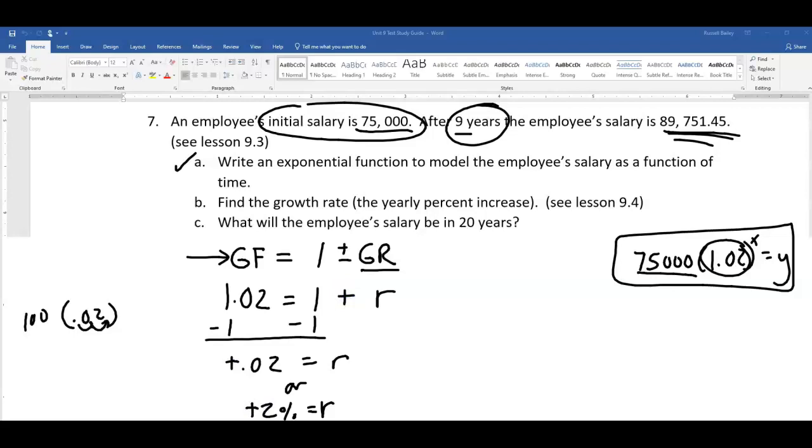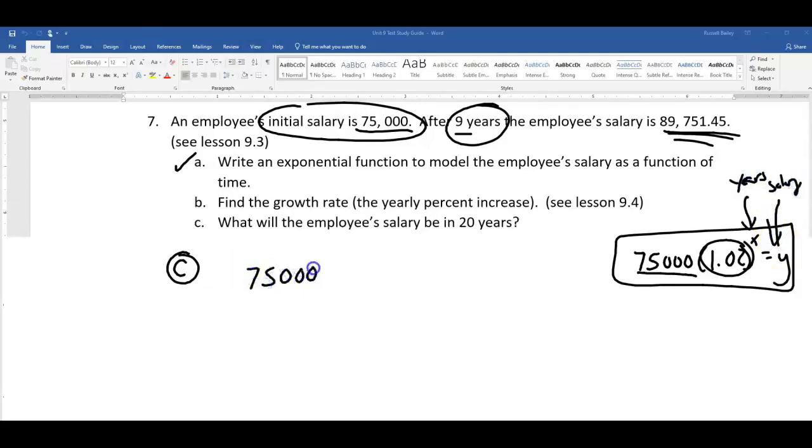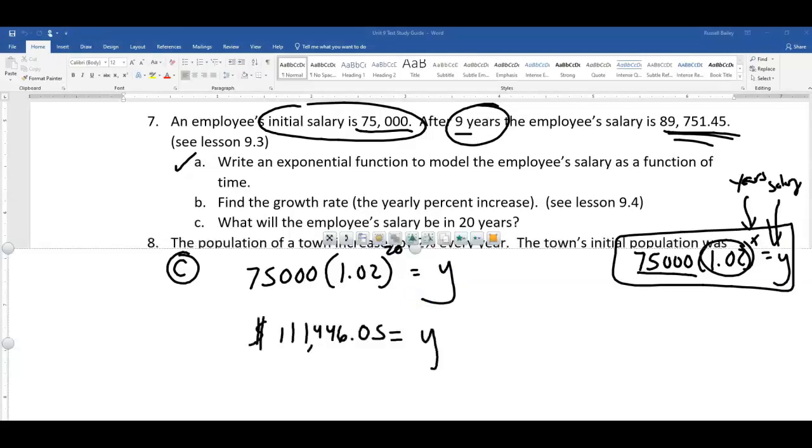Now, the next question is asking us, what is the employee's salary in 20 years? Well, as we said earlier, X represents years, Y represents salary. So if I wanted to find out what the employee's salary will be in 20 years, I just need to plug 20 in for X, and we'll see what we get there. Once again, this is a calculator exercise, and that's what we get.